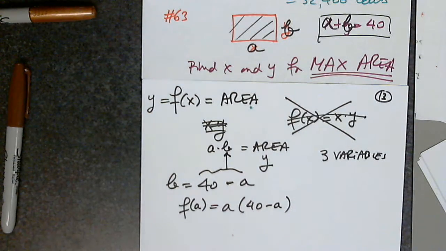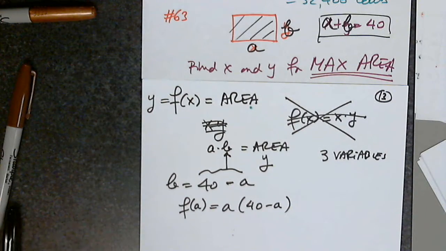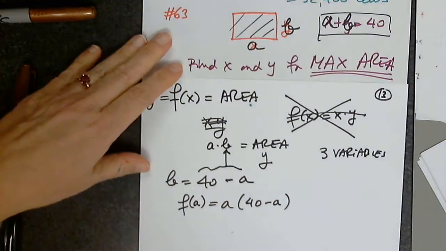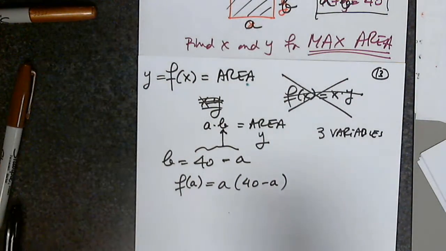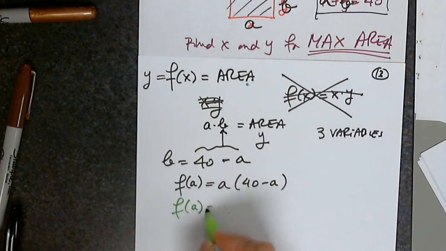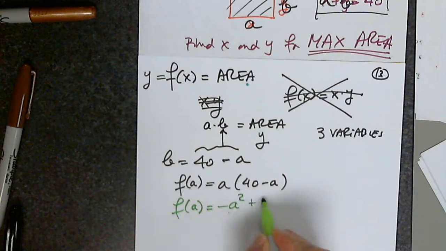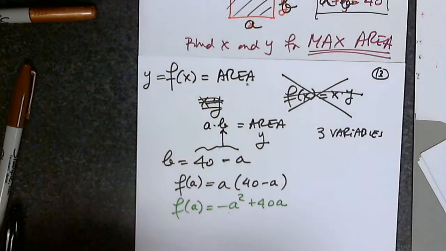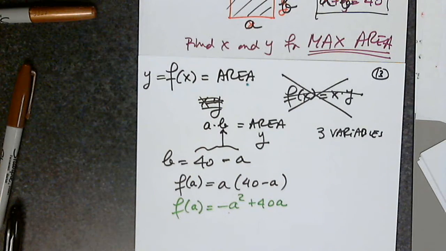Since we changed from x to a, let's keep it a. It doesn't matter. It's not important. So then f of a will be negative a squared plus 40a. I distributed and also arranged it in descending order.